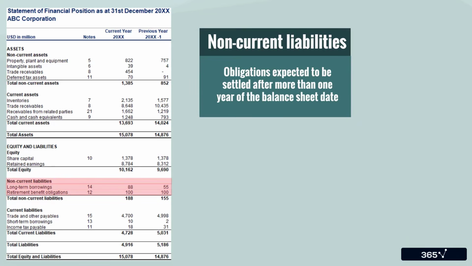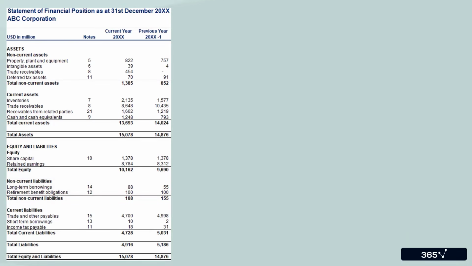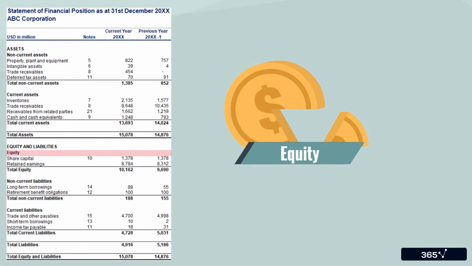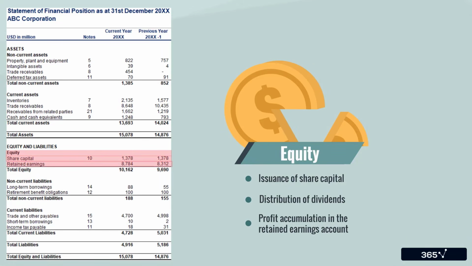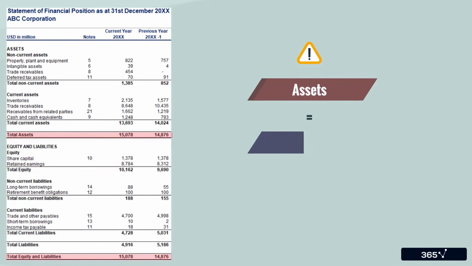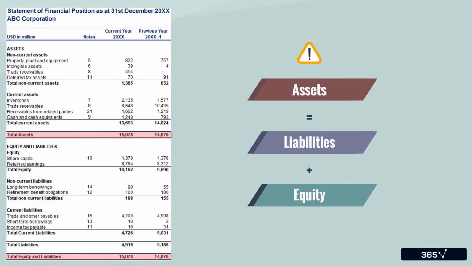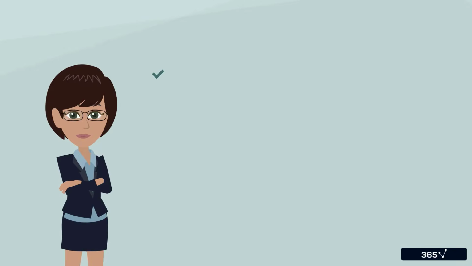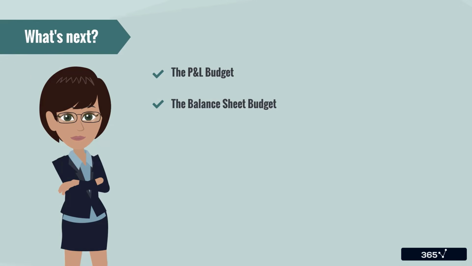Finally, we need to balance up the balance sheet by estimating the expected owner's equity. It is affected by all the transactions with shareholders, such as the issuance of share capital, distribution of dividends, or profit accumulation in the retained earnings account. More on that later in the course. Excellent. Don't forget that the sum of total equity and liabilities should always reconcile to total assets. This stands not only for a firm's historical balance sheet, but also for its predicted statement of financial position. Good job, everyone! After we prepare a budget for the P&L and the balance sheet, we can move on to cash flow planning.